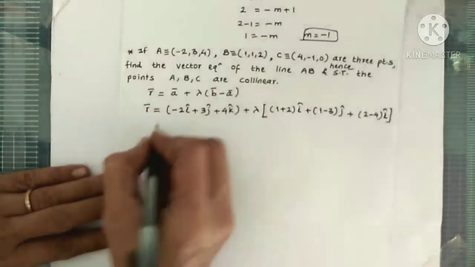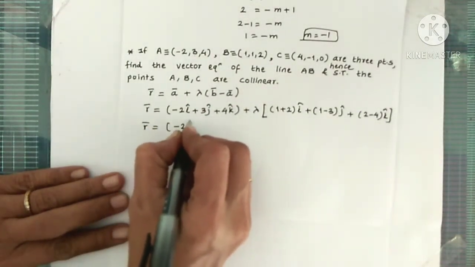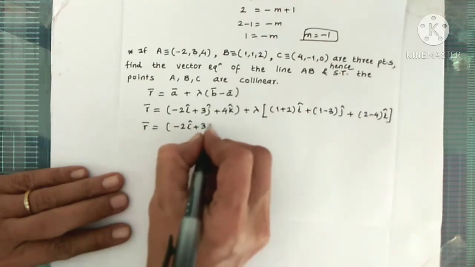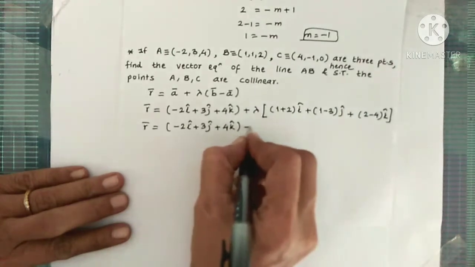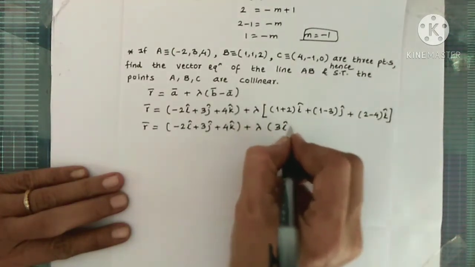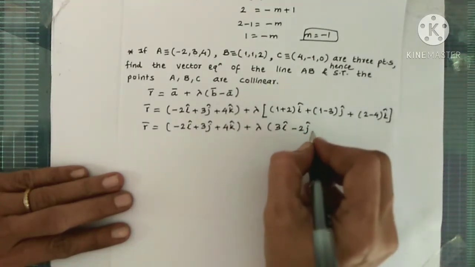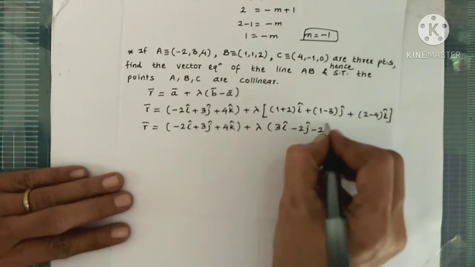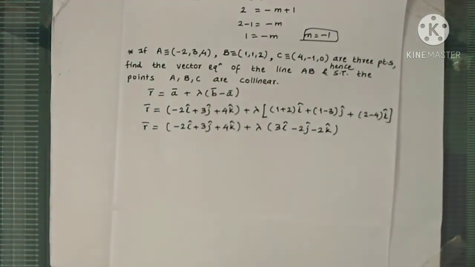So it is r bar equal to minus 2 i cap plus 3 j cap plus 4 k cap plus lambda into 3 i cap minus 2 j cap, and 2 minus 4, that is minus 2 k cap. Okay, so we have r bar now.